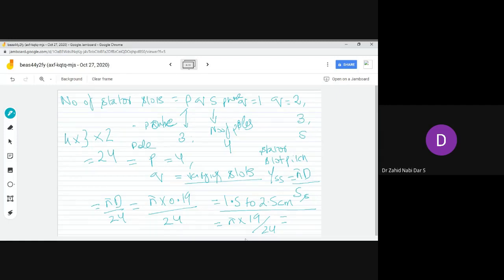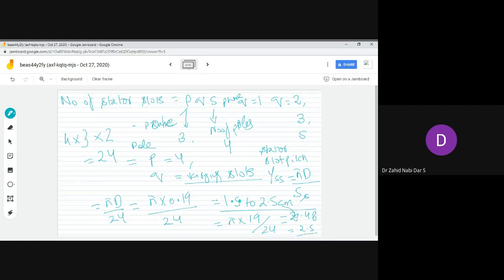Pi into 19 by 24. You are getting around 2.5. How much are you getting? Yeah, pi into 19 by 24. Tell me. 2.48. So you are getting the value of 2.48, or almost, it's like 2.5. Okay, almost nearing that value.